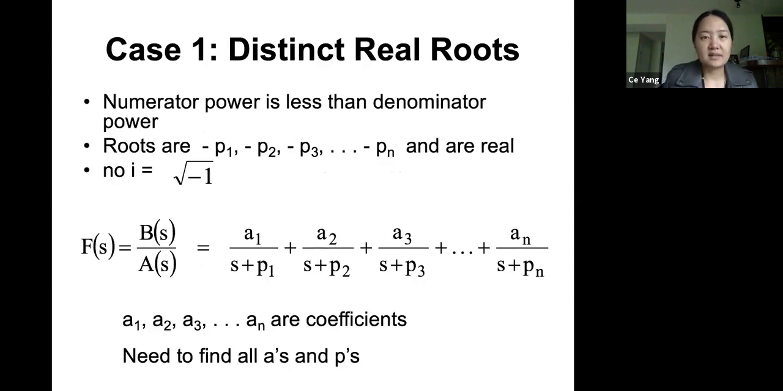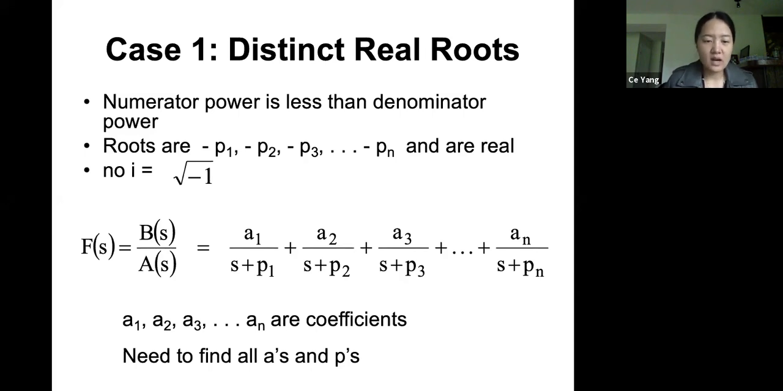And for case 1, with distinct real roots, the numerator power is less than the denominator power, and the roots are minus p1, minus p2, all the way to minus pn, which are the negative of the poles and are real. There's no i term, which is the square root of -1. So for this case, F(s) can be written as shown in the previous slide.